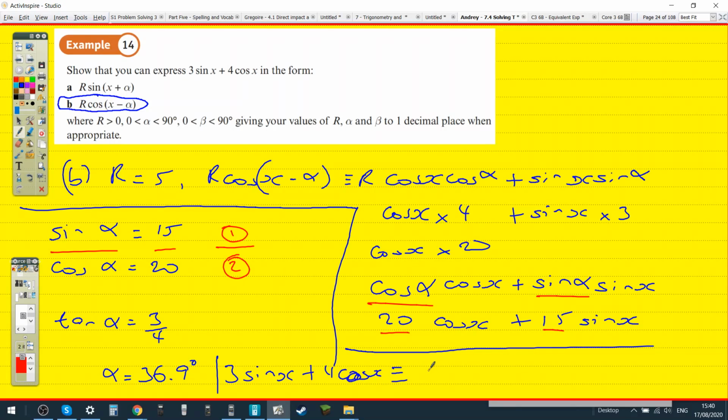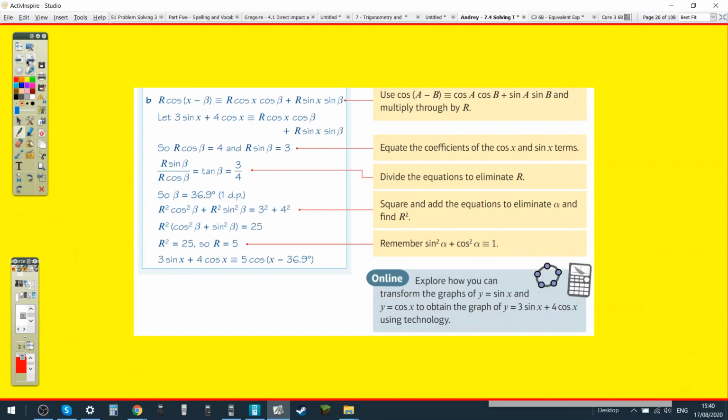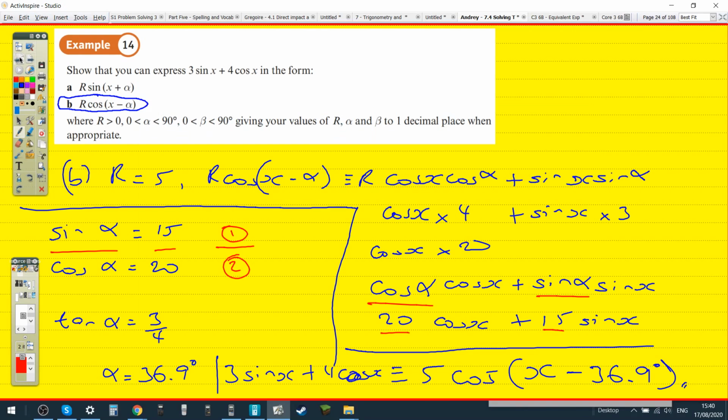So is that going to be r cos 3 minus 4? No. What is r? 5. And what is alpha? 36.9. Yeah, so it's a bit like x minus x1, where one of them stays x and the other doesn't. And yeah, 5 cos x minus 36.9. And my guess is 53.1 plus 36.9 gives us 90 degrees. So two different ways of writing the same thing.